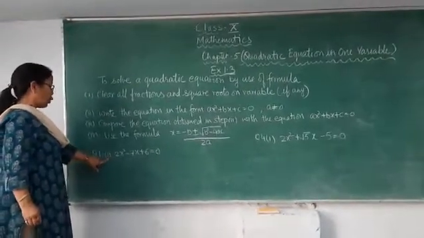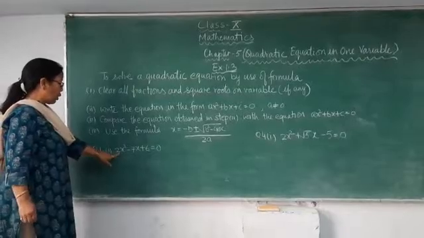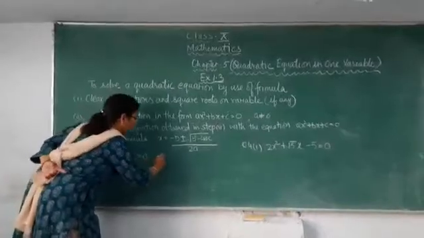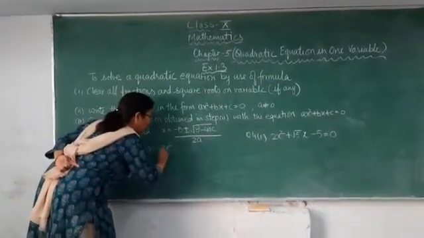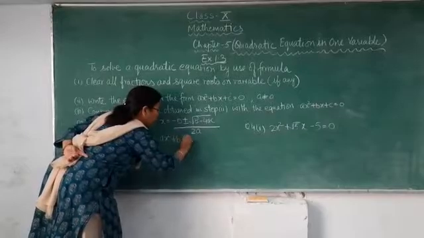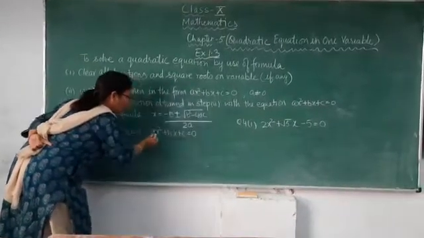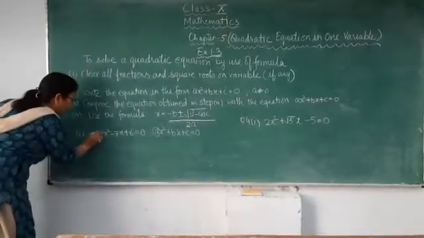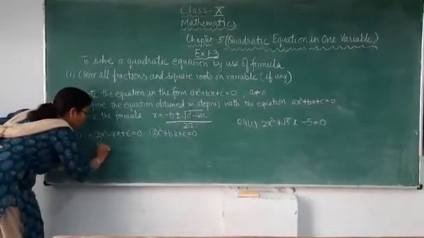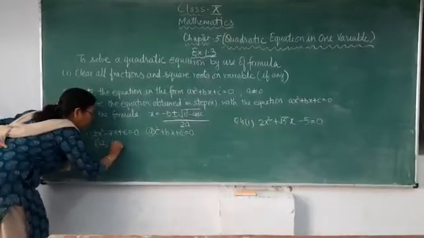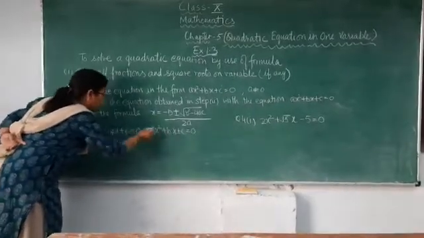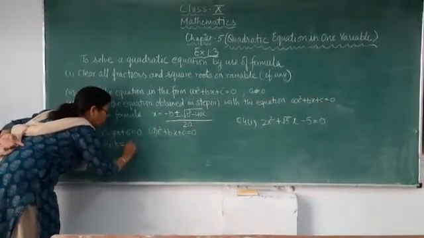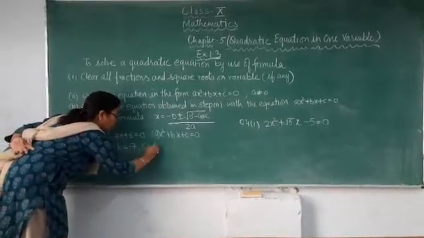This is first part of question number 1. The equation is 2x square minus 7x plus 6 equals to 0. We have to compare this equation with ax square plus bx plus c equals to 0. Now here the coefficient of x square is a, whereas the coefficient of x square is 2. So a equals to 2 and b is the coefficient of x, and here the coefficient of x is minus 7. So b is equals to minus 7 and c equals to 6.